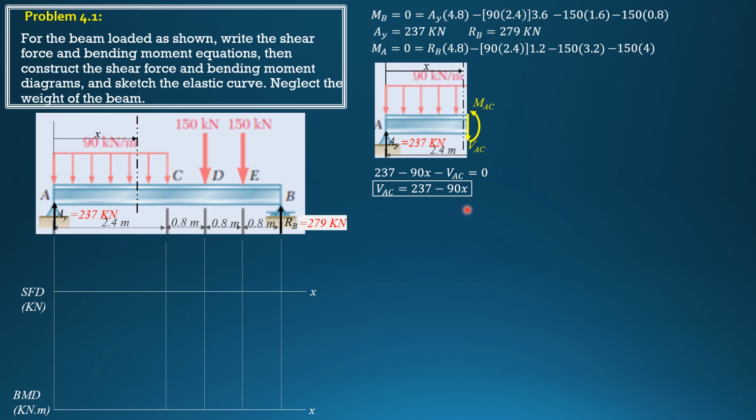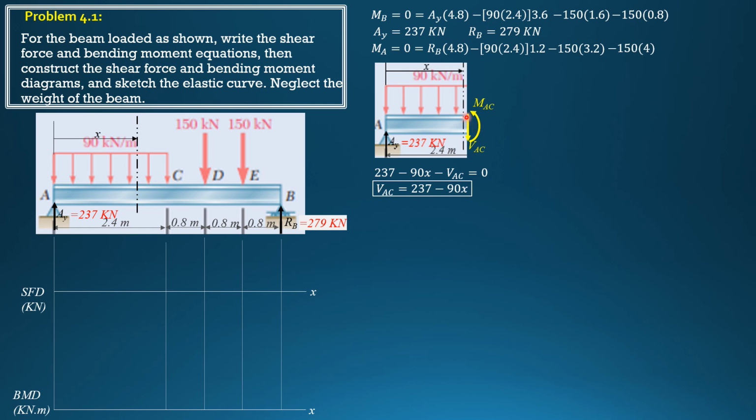Now, what's the shortcut? If this is the right section, the shortcut is just upward minus downward force. So shear in AC is upward, 237, minus the downward force, which is equivalent to the area of this loading, 90 times x. That's the shortcut.